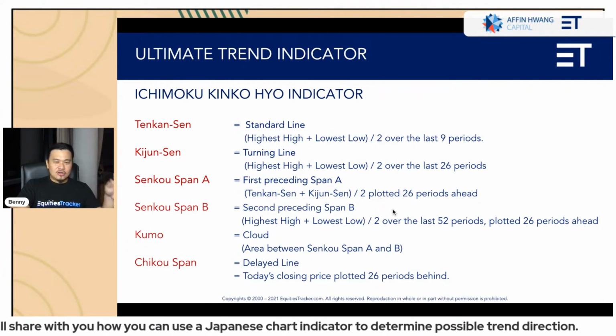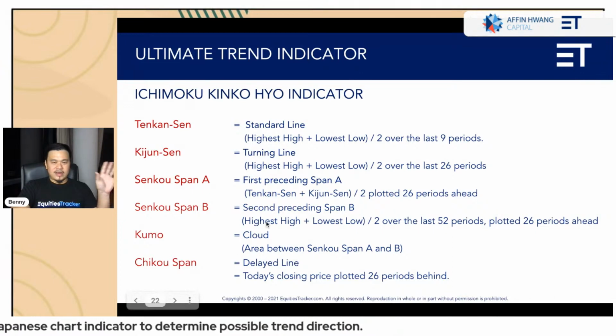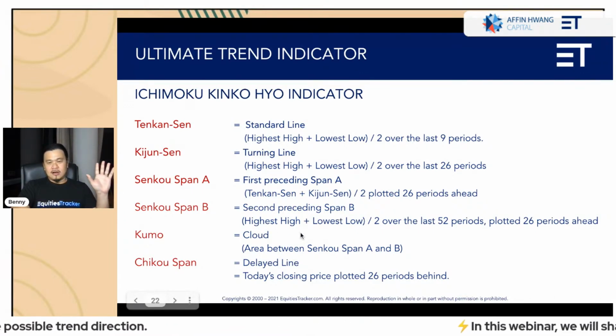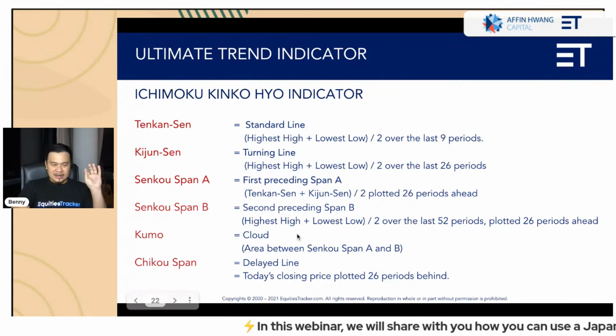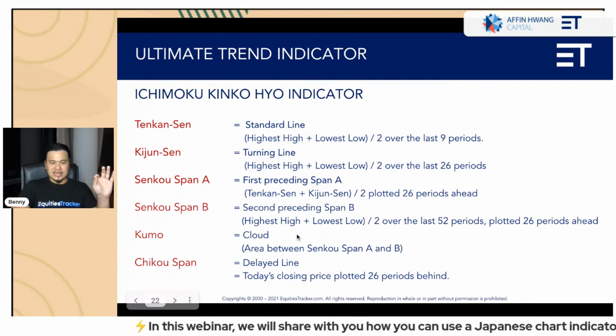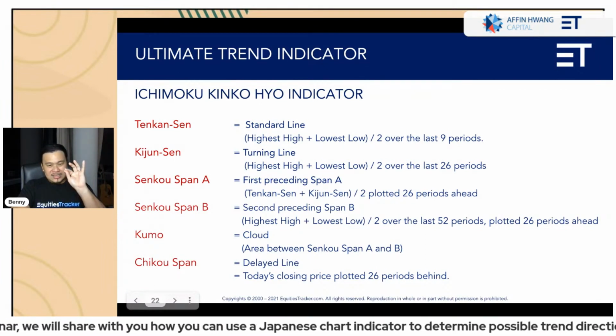Okay, and then he also wants to have a longer term view, a little bit more longer term view. All right, that's where we get this preceding span B. Okay, this is the average over the past 52 days. It's like a 52-day average. Again, this is also a preceding span, a preceding line. So it's a 52-day average, but plotted 26 days to the front.